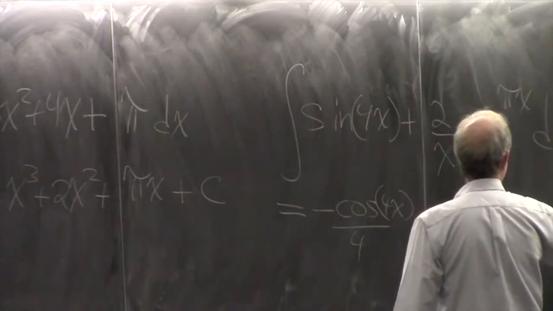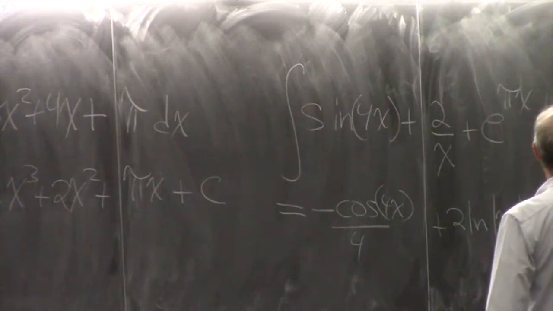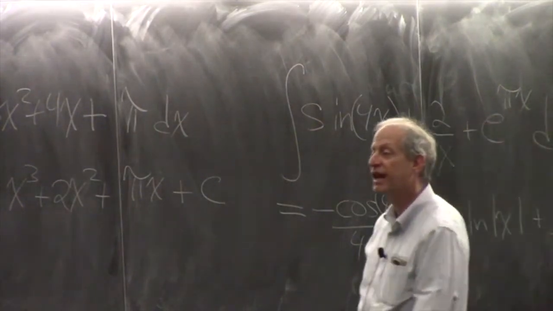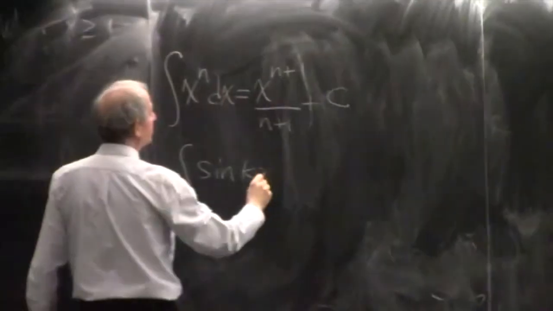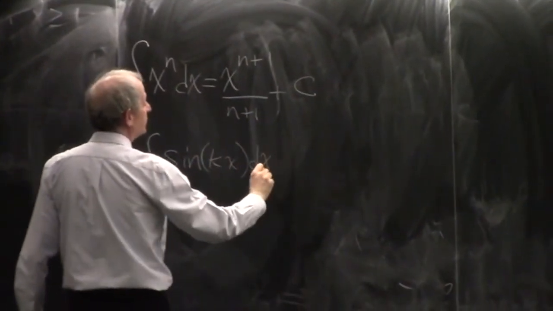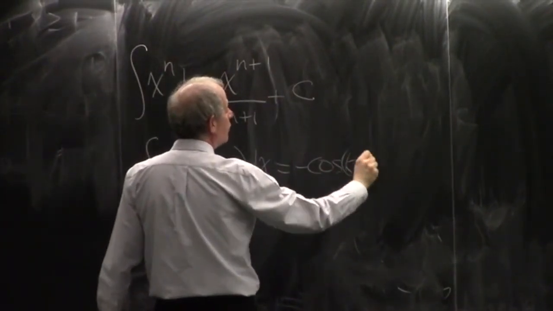e to pi x is e to pi x over pi plus c. Don't forget that. Those are my exact words. So as a reminder, the integral of sine of kx dx is minus cosine kx over k.